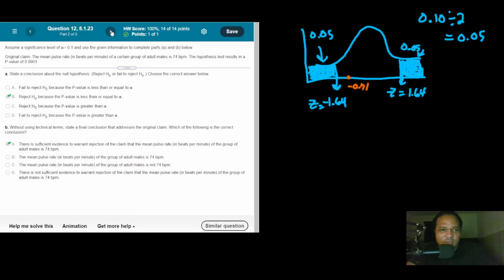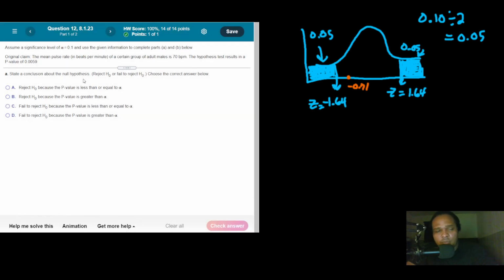And let's see. Yep, let's go ahead and go over these. Okay, we're almost done. So let's see, assume a significance level of alpha equals 0.1. All right, the original claim, the p-value. Okay, so listen, they already gave us the p-value. Once they give you your p-value, you're golden, okay?